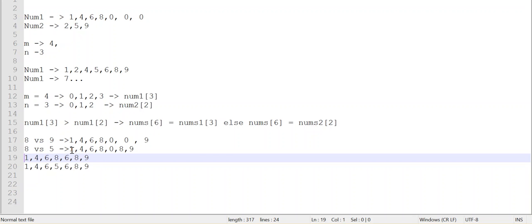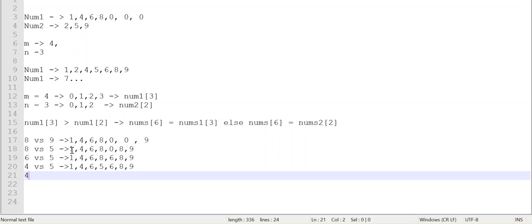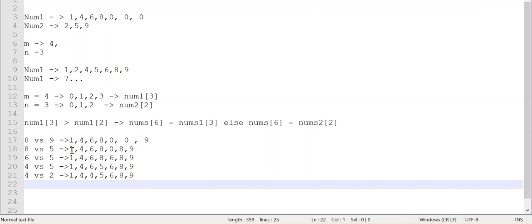Then we compared, because 8 became higher, then I went to 6 versus 5 was compared, right? Then 6 was greater, then 4 versus 5 was compared, 4 was picked up, then 4 versus 2 will be compared, and 1, 4, 4, 5, 6, 8, 9, then 1 versus 2 will be compared, and it will become 1, 2, 4, 5, 6, 8, 9. So this is how the iteration will work.